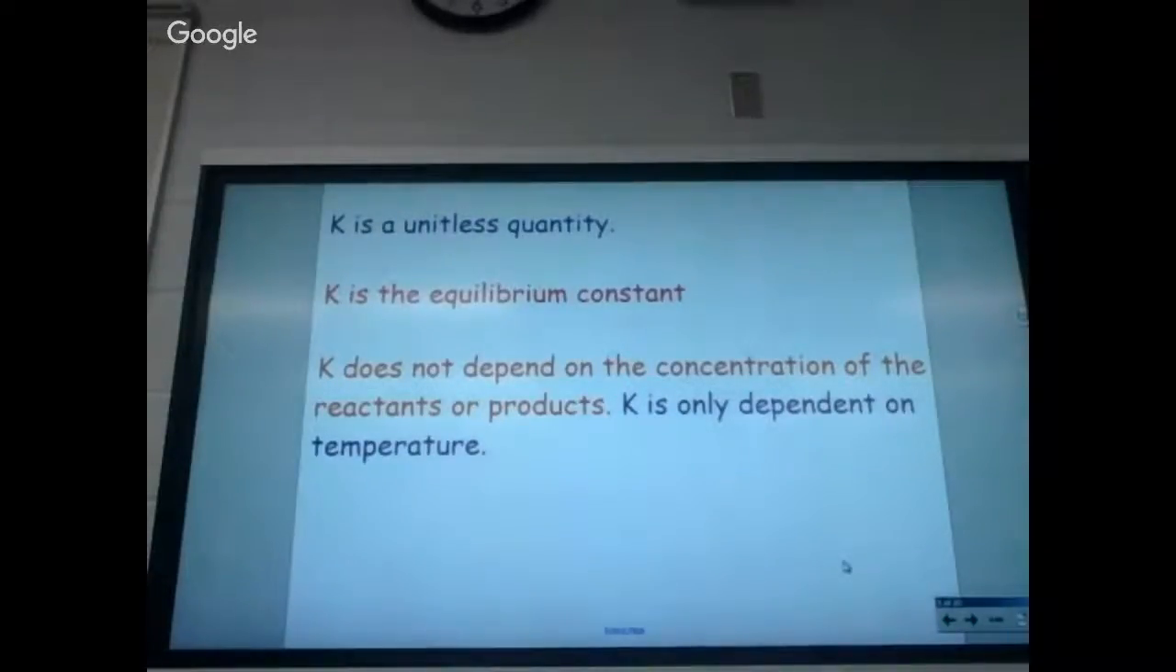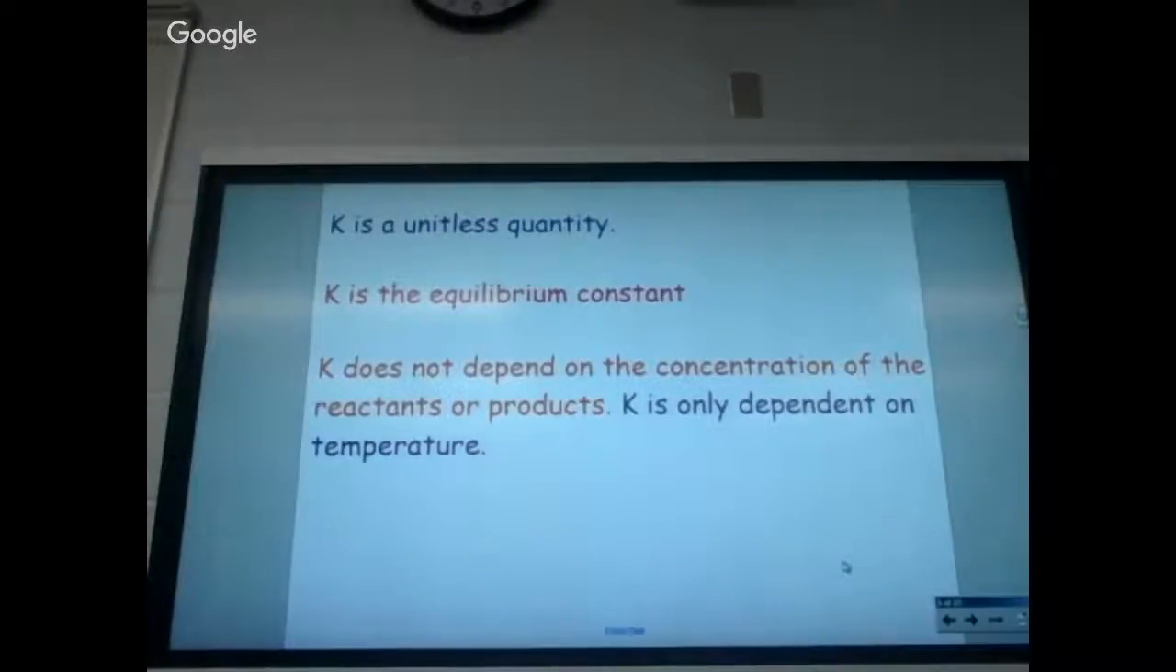All right, first of all, K is unitless, which is nice for those of you who always struggle with units. You will not have to write a unit on K. K is only a number. It's like pH, it has no unit. The capital K that we're going to use is known as the equilibrium constant.